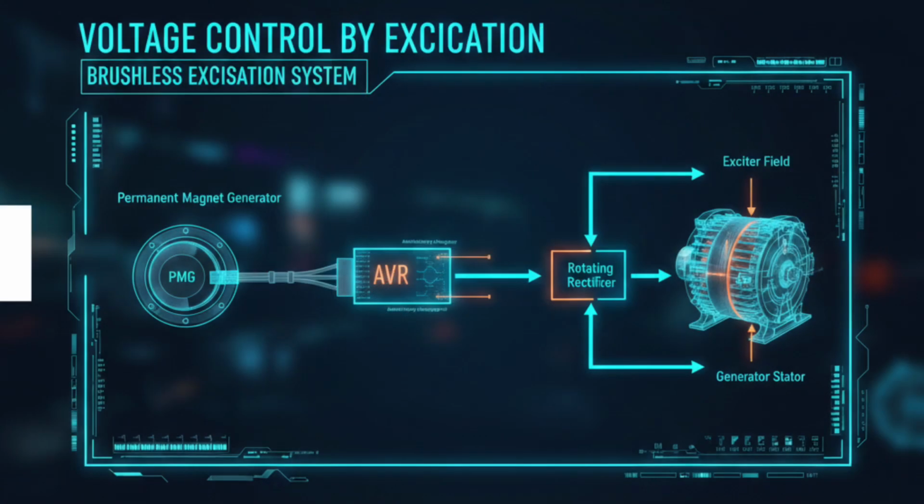Voltage control by excitation. The magnitude of alternator voltage is controlled by regulating the DC field current in the rotor through the excitation system and AVR. When electrical load increases, terminal voltage tends to fall, and the AVR automatically increases excitation to strengthen the magnetic field and restore voltage. When load decreases, excitation is reduced. This control also determines reactive power sharing between generators running in parallel. Marine engineers frequently monitor excitation current and AVR alarms because problems in this system can lead to voltage instability, blackout situations, or incorrect load sharing between diesel generators.